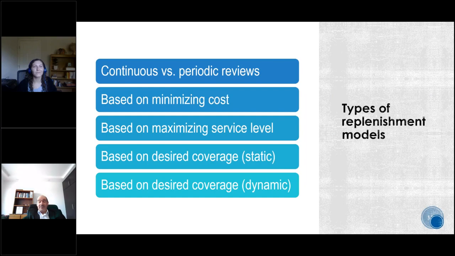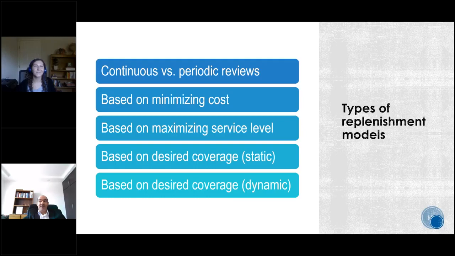Okay, types of replenishment models. There are a lot of types. My advice is that you choose a simple one, one that everybody understands in your company, and one that, of course, takes into account the inventory policies of your organization. We can have continuous review and periodic reviews. We can make the replenishment model based on minimizing costs or maximizing service levels, or based on desired coverage, static coverages, not my recommendation, or dynamic coverage.